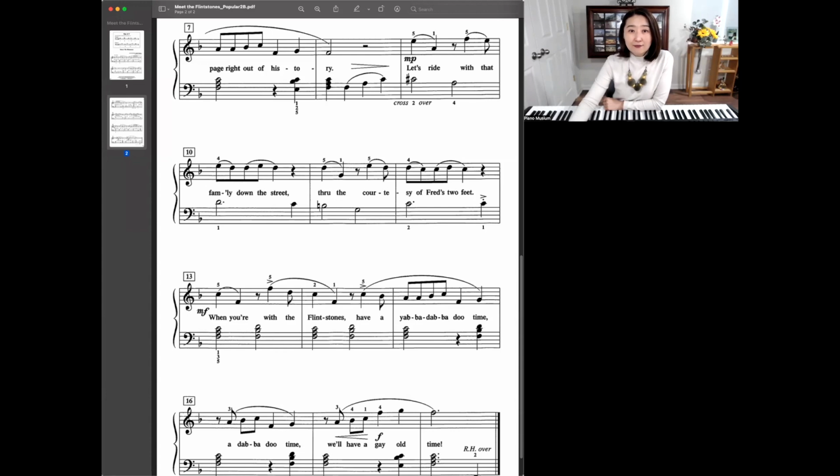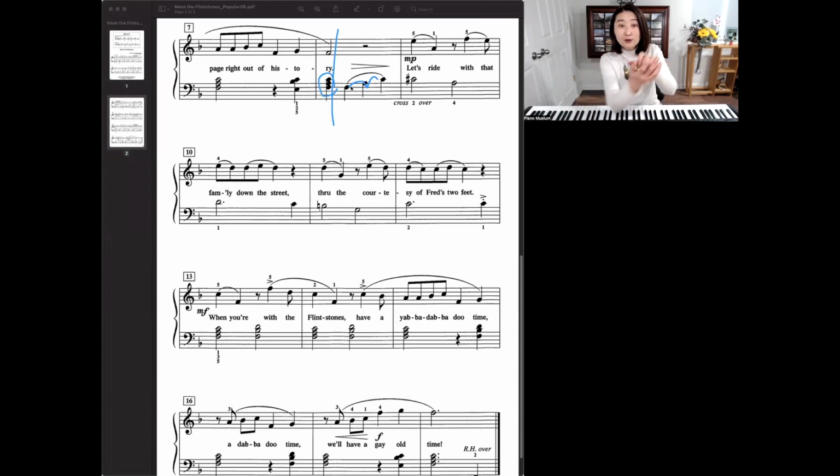Meet the Flintstones, second page. Now, starting from here, F, A, C, this is F chord, blocked, and then it's broken. So block and broken, and you play. After that, your finger number 2 crosses over the 1 and plays the C sharp, and skips down, and D, and steps down to C and B, and then skips again. So the left hand from here to this part keeps changing.